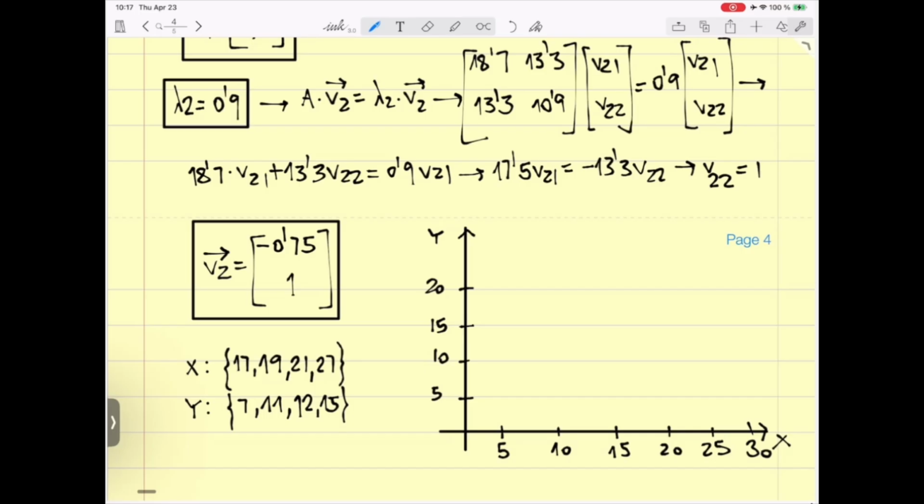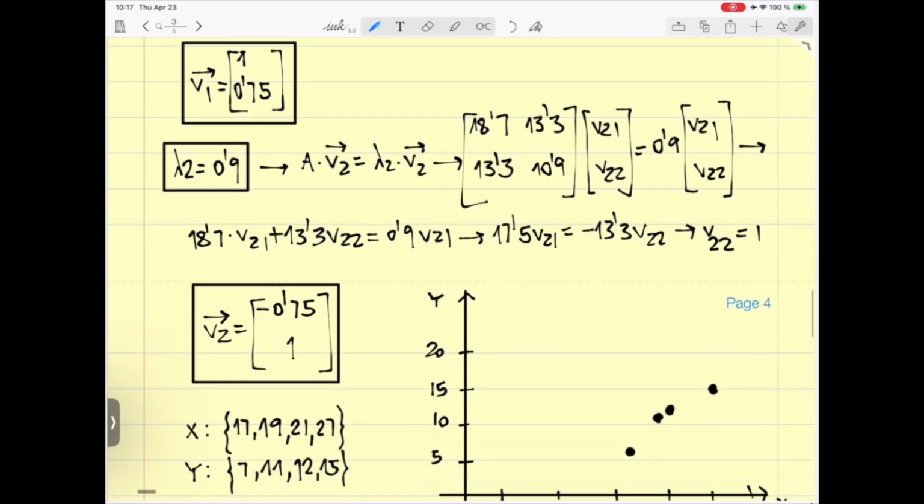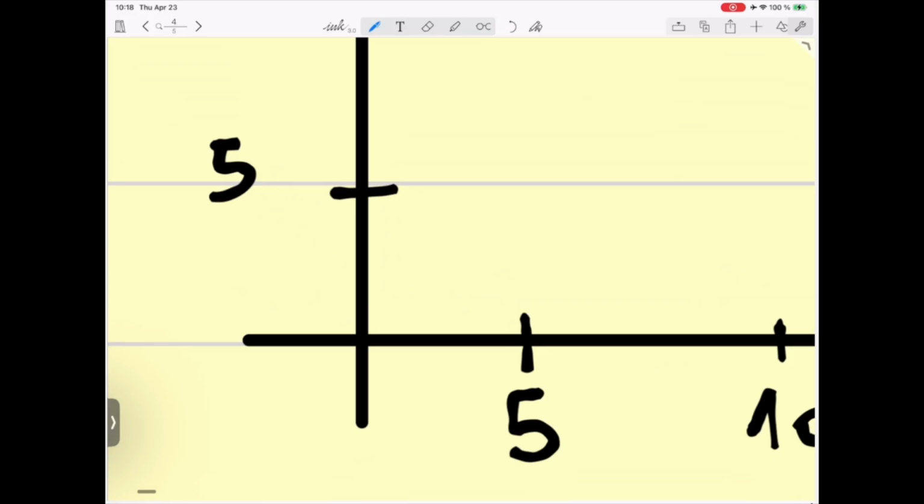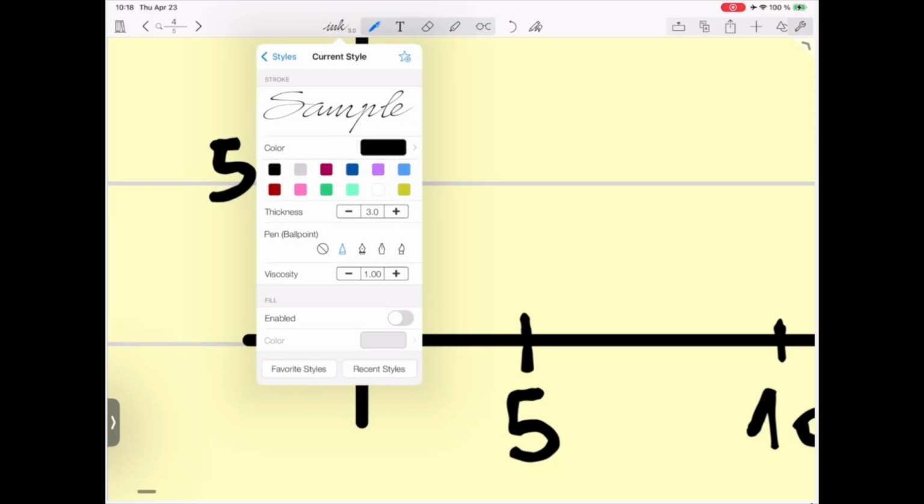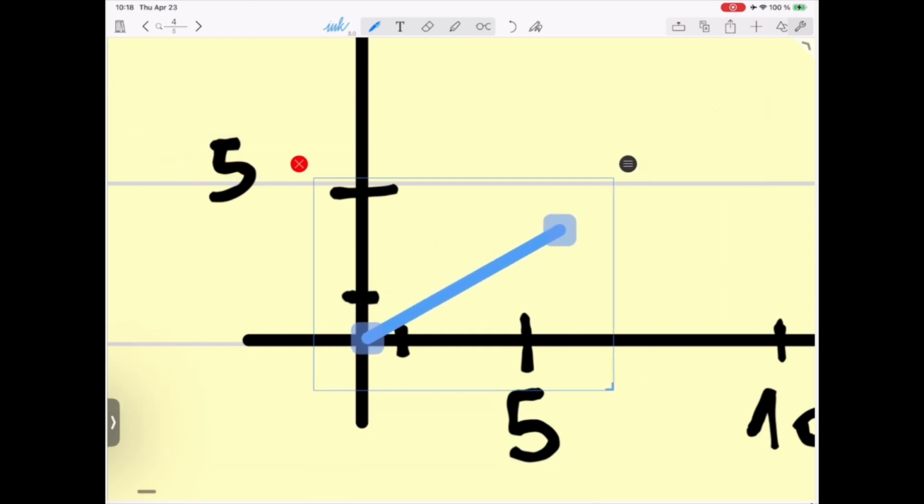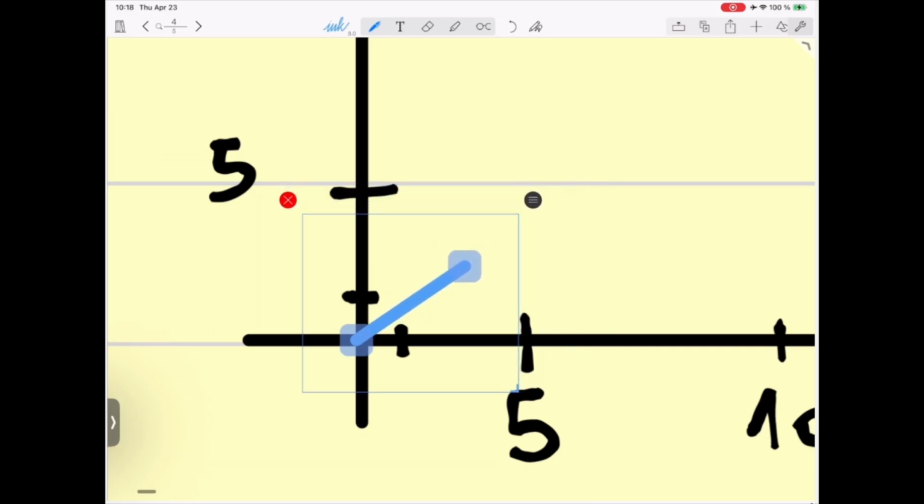So the first point is 17 and 7, so something here somewhere. Second point is 19 and 11, somewhere here. 21 and 12, and 15, 27 and 15, so here, okay? And our solution was that the first eigenvector is 1, 0.75. So if we zoom in here and we say, okay, this is 1 and this is 1, so 1, 1. Our first vector goes parallel to the direction 1 and 0.75. Okay, so something like this.